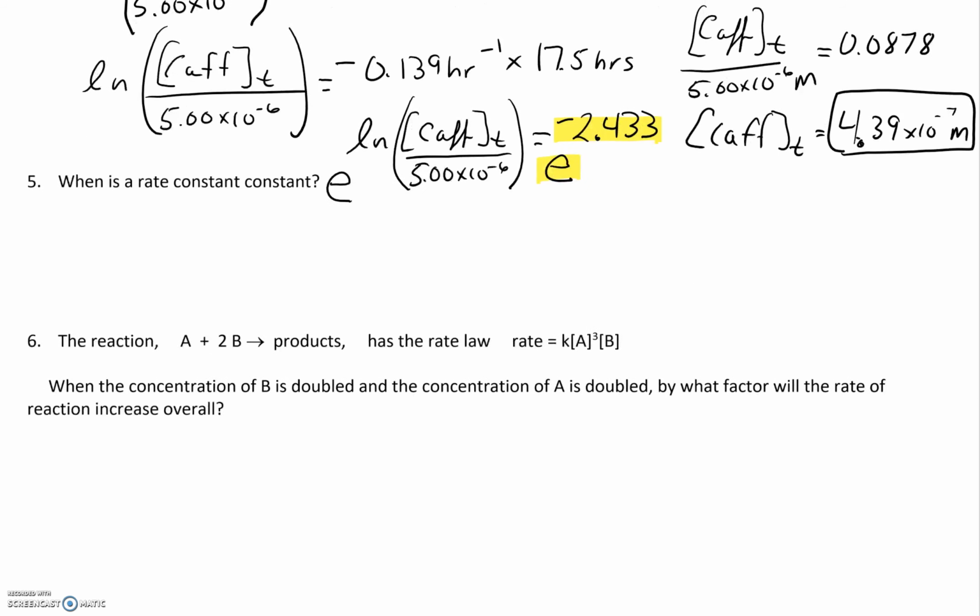We're almost done. 2 more questions. When's the rate constant constant? For any reaction at a single temperature.